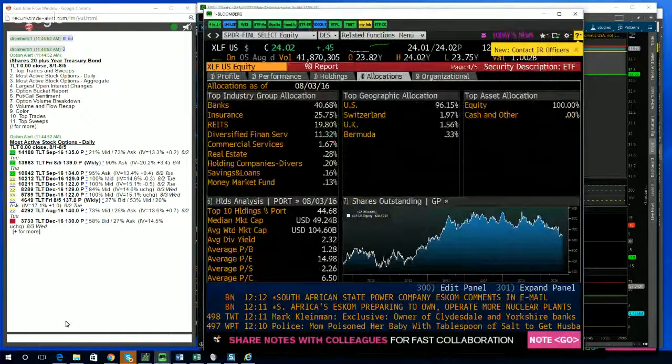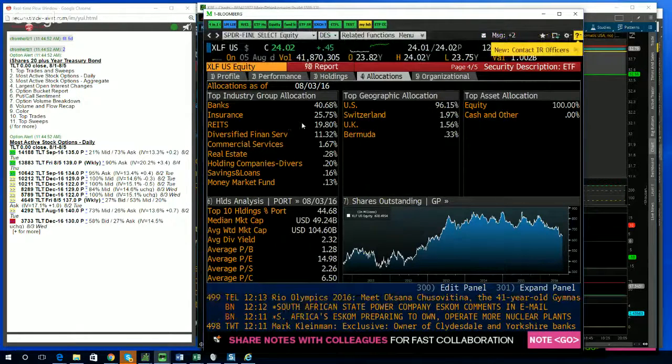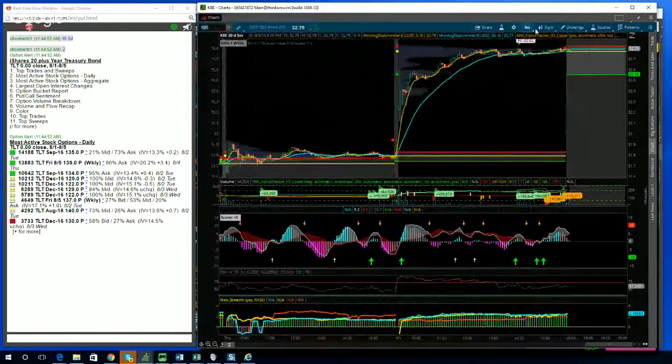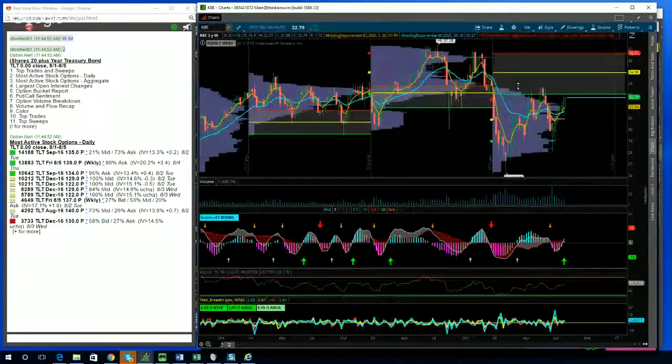Banks are only about 40% of this ETF. You have a lot of other things that can counteract the move in this ETF. So if you're looking for a pure play in banks, it's KBE, KRE, not XLF. In any event, there are REITs in here, there are insurance companies, but if you look at these charts, it's a little bit revealing.